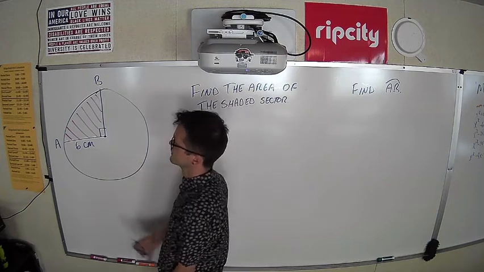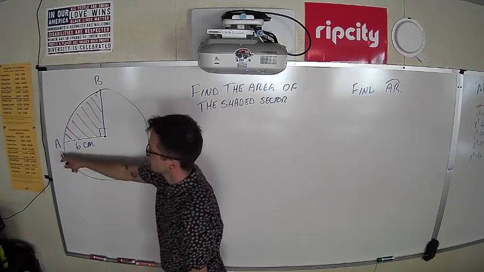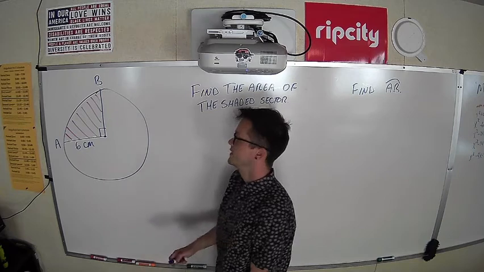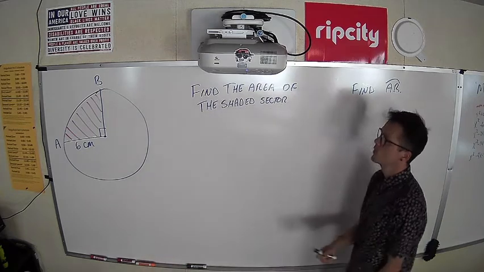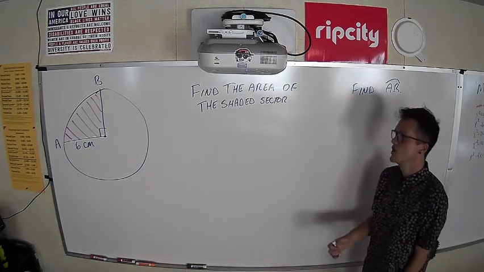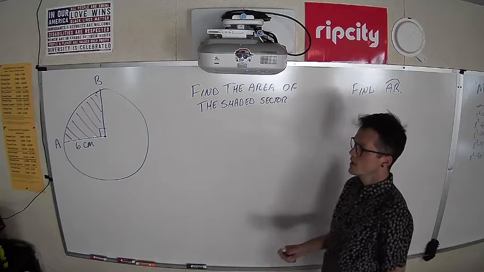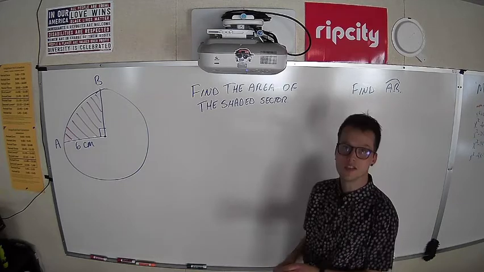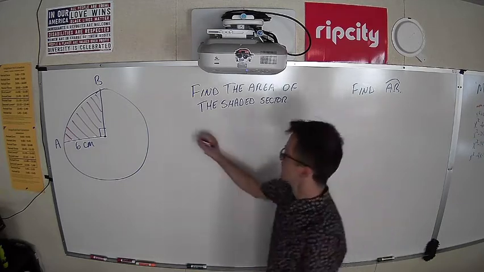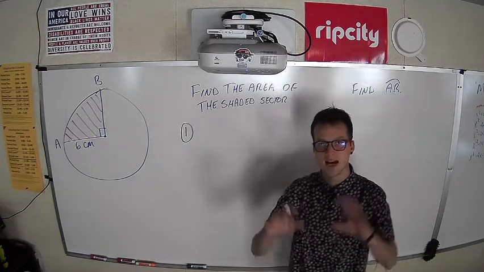We have a radius of 6 centimeters in this case, and then we have a couple points on the side of the circle, A and B. So the first thing we're going to approach is finding the area of the shaded sector. We're going to do this in 2 steps. The first thing we're going to do is find the area of the entire circle.